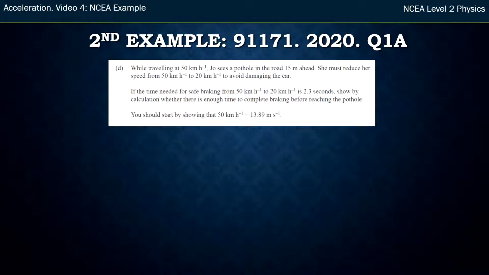Here's an NCEA example. This one was an excellence problem, and I think it was done very poorly the year it was set in 2020. People really struggle with it. I've said question 1A, but it's actually question 1D.